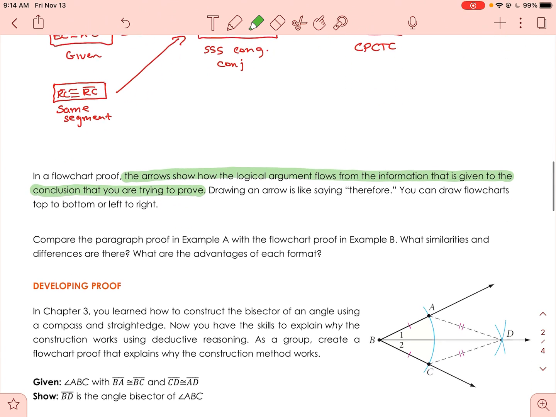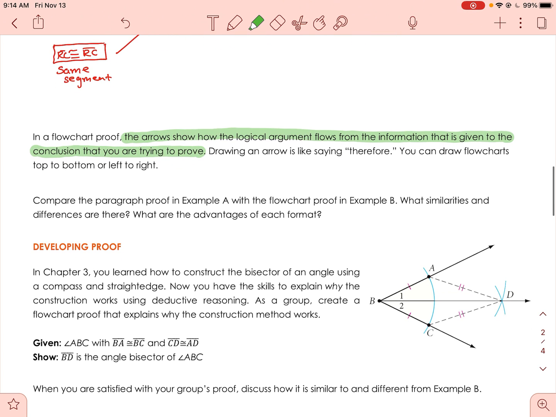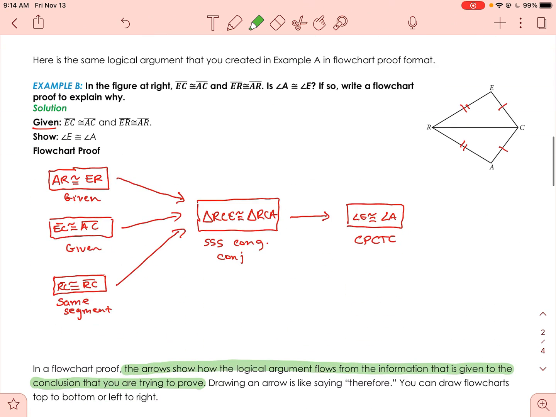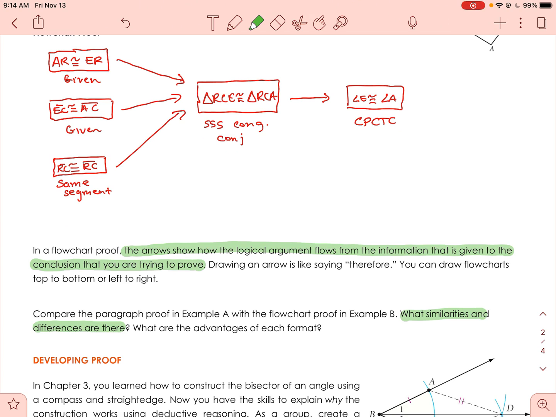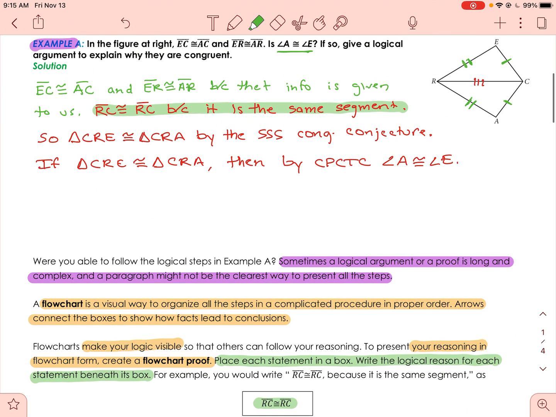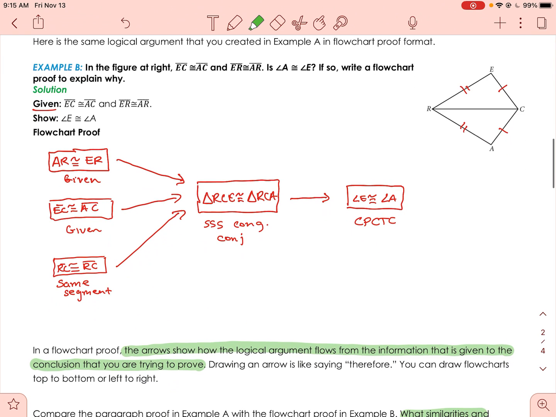Now, what we're going to do is look at, well, first of all, let's just look at this. What similarities and differences are there in those proofs? Okay. So the similarities are the statements. The statements are all the same, and the reasonings are all the same. The differences are that it appears that you have less words. There's less reading that you have to do in a flowchart proof than in a paragraph proof. So there is a sort of simplistic feel to a flowchart proof.